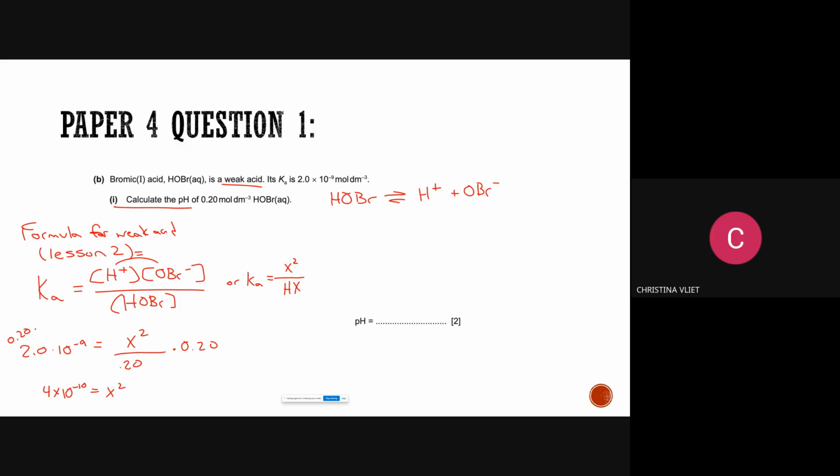4 times 10 to the negative 10 equals x squared. What do I do now? Square root. And then I get 2 times 10 to the negative 5 equals x, which is H plus. What do I do now? Take the negative log of that. And my pH is 4.7. That's my pH of my weak acid.